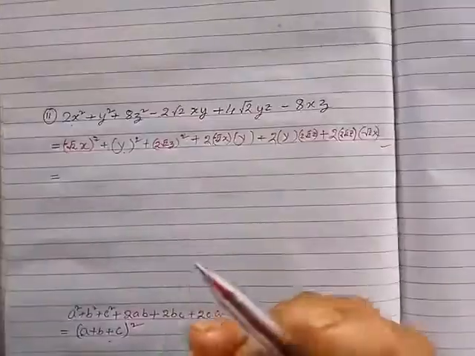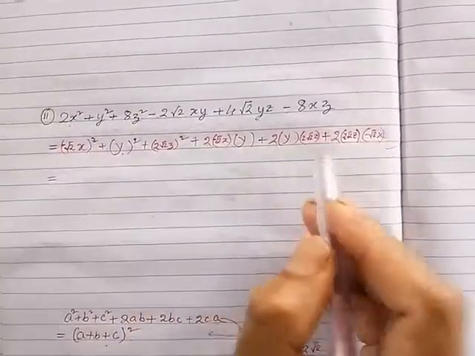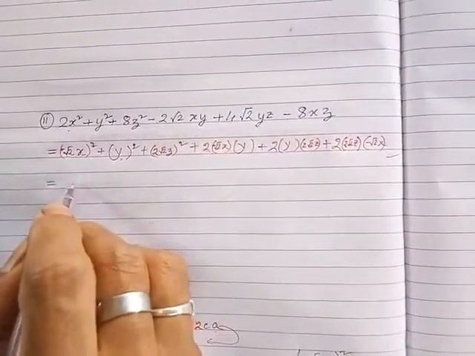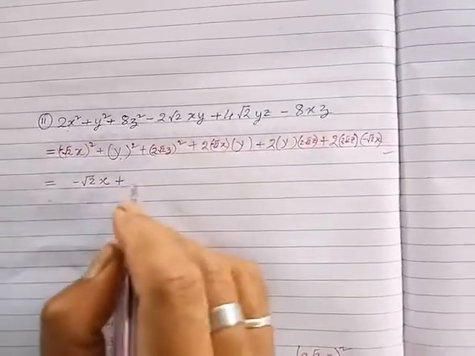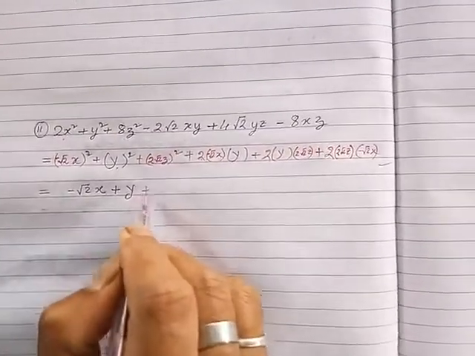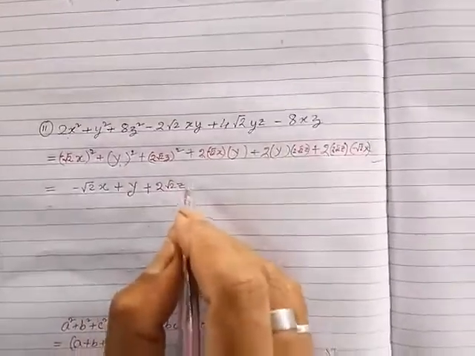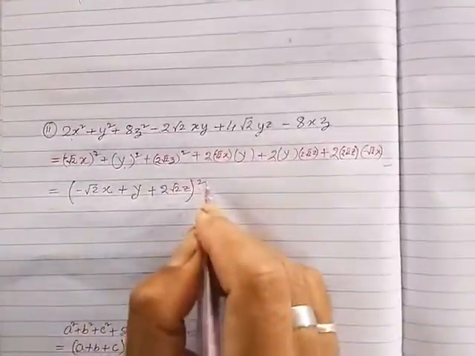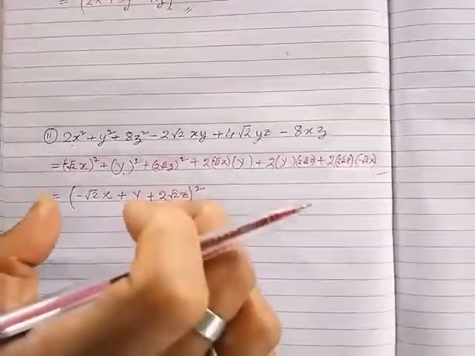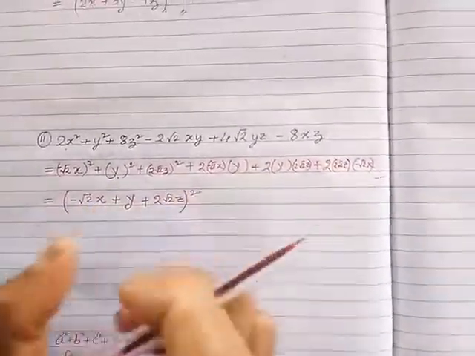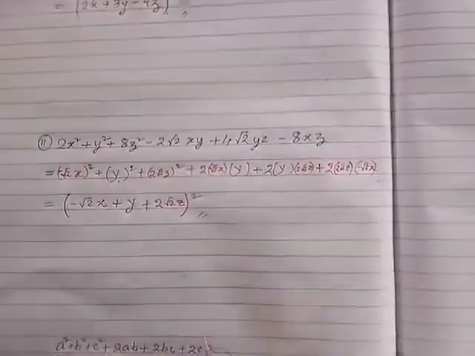And to factorize it, you already know, you just apply the formula. A square plus b square plus c square plus 2ab plus 2bc plus 2ca is equal to a plus b plus c, whole square, where the c value is 2 root 2 z. So this is in the form of a product, that means this into this. This square means this into this. It is in the form of a product, so the factorization is over.